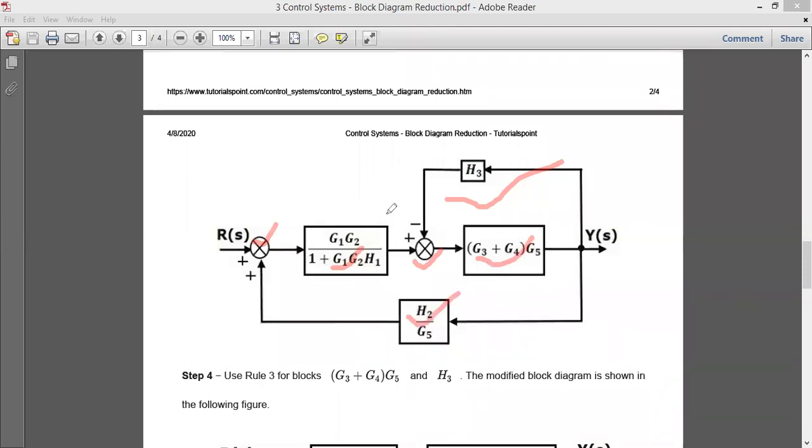Let us try to reduce, apply rule number one. Rule number one is blocks in series. We don't have any blocks in series. If we had, there is a problem that there is a summing point, so I should remove this summing point. So rule number one is not applied. What is rule number two? Blocks in parallel. There are no blocks in parallel, so rule number two is not applied.